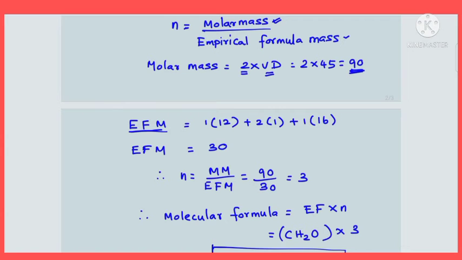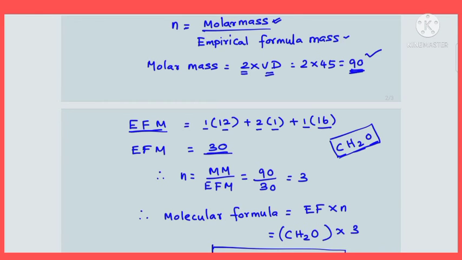Similarly, you have to find the empirical formula mass, which is for the denominator. It's nothing but adding the atomic masses of the atoms in the empirical formula. The empirical formula is CH2O: carbon 1, hydrogen 2, oxygen 1. Now add the atomic masses of these atoms together: carbon 1 into atomic mass 12, hydrogen 2 into atomic mass 1, oxygen 1 into atomic mass 16, so you get about 30.